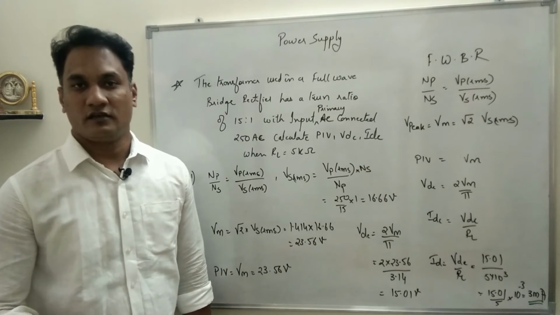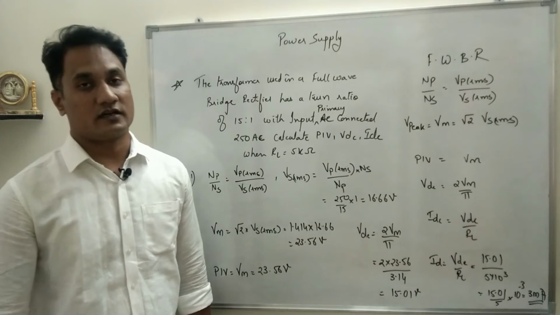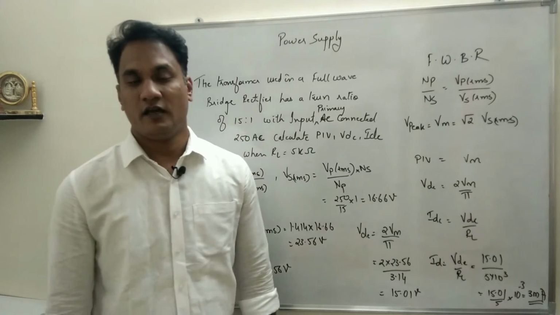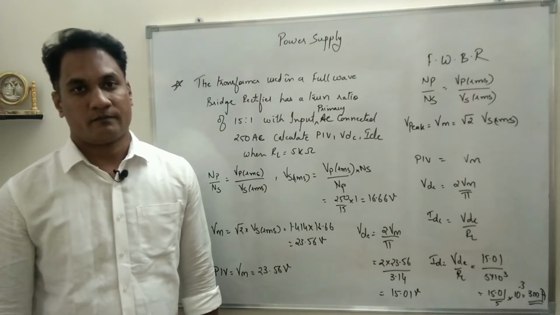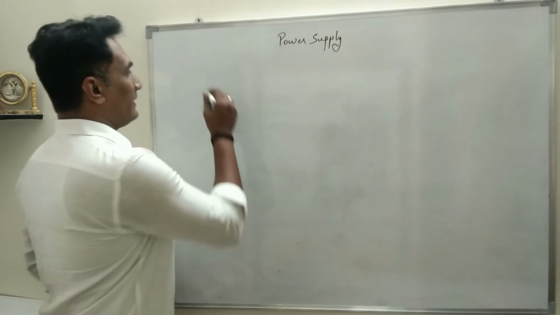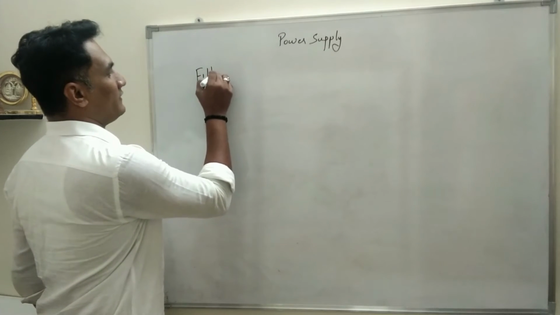One of these three problems, which is based on either a half wave rectifier or full wave rectifier or a full wave bridge rectifier, will come for 3 marks. I hope you have understood. The next topic we will try to understand is filters.